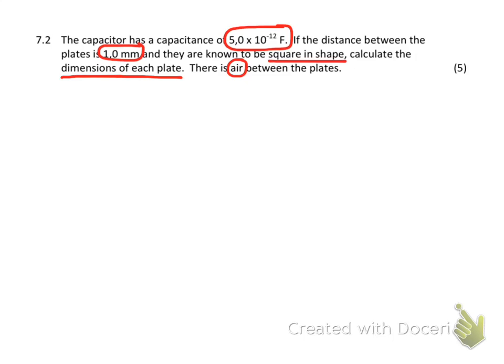The significance of that is that the nature of the dielectric should appear within the formula, but the one that you're given in your data book doesn't include K, which is a dielectric constant, but in the case where it's air, that K just equals 1. So the formula is capacitance, C, is equal to epsilon naught, the permittivity of free space, times A, the area, divided by D, the distance between the plates.